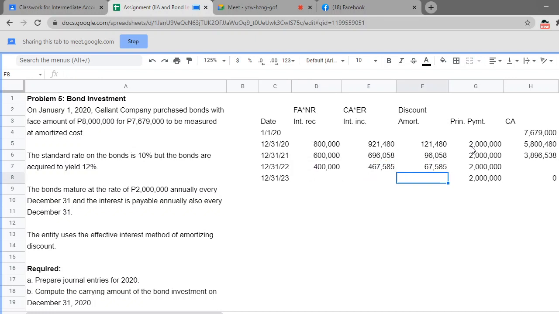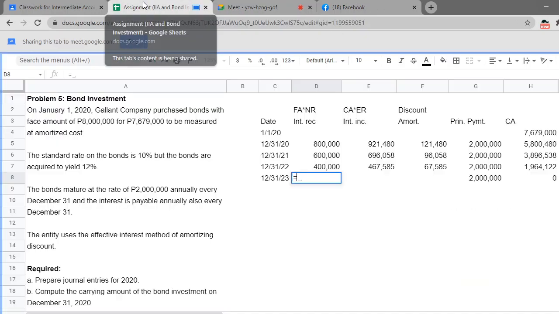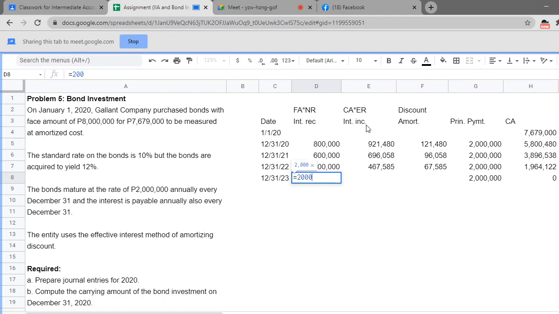Therefore, the difference is 67, which will be added to our previous carrying amount minus principal payment. You have there 1964122. And this time, ang atuang face amount would be 2 million na lang. Kay nagbayad naman po siya last year. Times 10%, therefore, the interest received is 200,000.